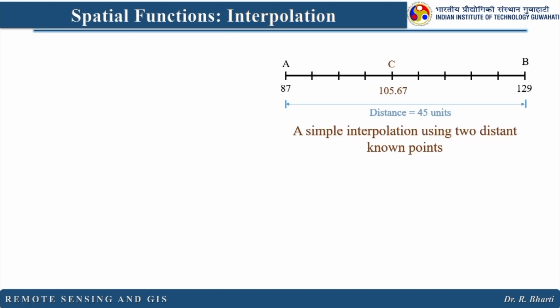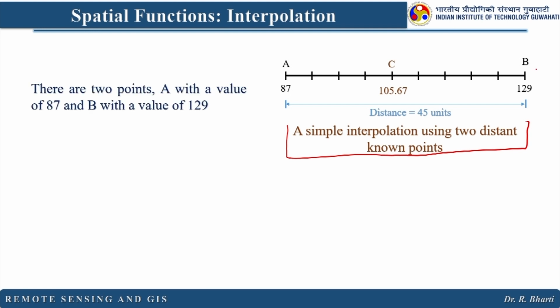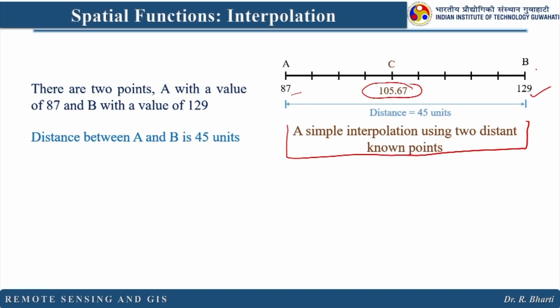So here, in simple words, is what exactly we do in interpolation. You have A and B, and the value of A is 87 and the value of B is 129, and I want to calculate the value of C, which is unknown. This is after calculation. So how do we exactly know the value of point C, which may not be at the center of A and B? First we need to divide it into different units. So here the distance between A and B is 45 units. This you have to calculate.